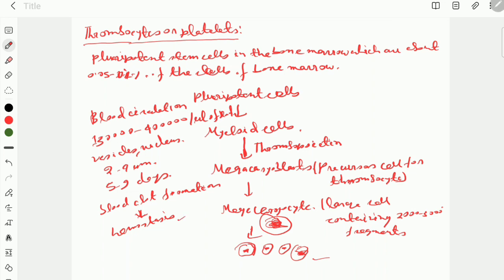One more thing is that the old platelets are engulfed by phagocytosis and are removed from the circulation. Old or dead platelets are removed from the circulation. So this is all about thrombocytes or platelets.